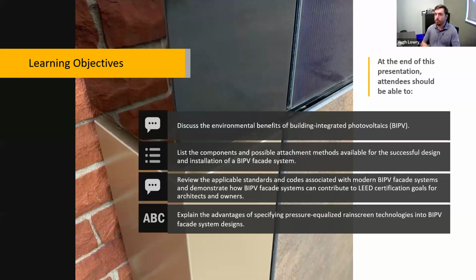Okay, so learning objectives. Quickly go over these. We're going to discuss the environmental benefits of building integrated photovoltaics. We're then going to go into the benefits of photovoltaic facades for the environment and demonstrate how BIPV facade systems can contribute to LEED certification goals for architects and owners. We're going to go through the components and possible attachment methodologies available for successful design and installation of a BIPV facade system. We're also going to discuss the applicable standards and codes that are associated with modern BIPV facades and explain the advantages of specifying a pressure equalized rain screen system alongside a BIPV facade system.